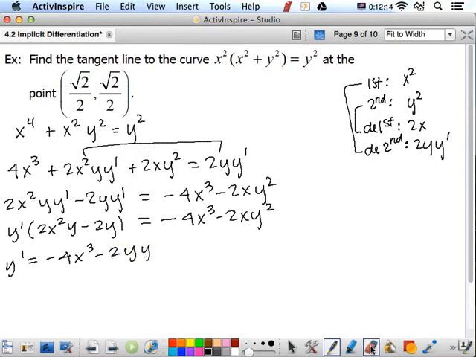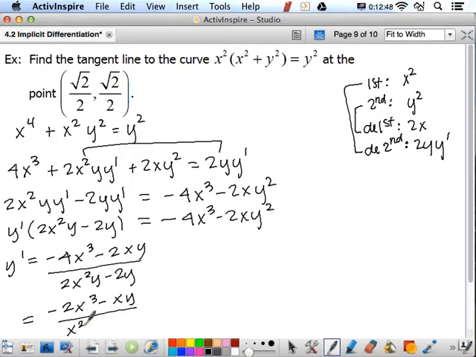Uh-oh, this is bad. All over 2x squared y minus 2y. And that is reducible by what? 2, yeah. So I could definitely take a 2 out of the top and bottom. You want to do that? Sure. Okay, so here's where we are algebraically. We have negative 2x cubed minus x times y all over x squared y minus y. That is our derivative, I think.